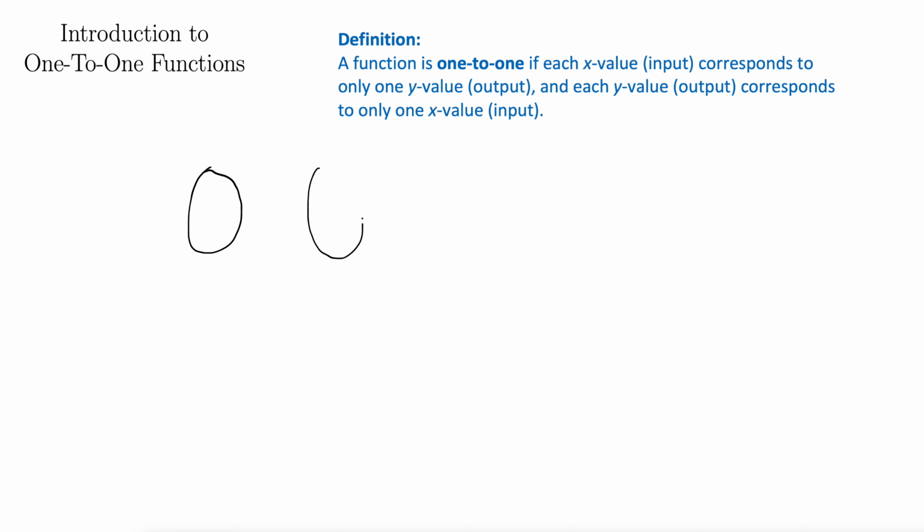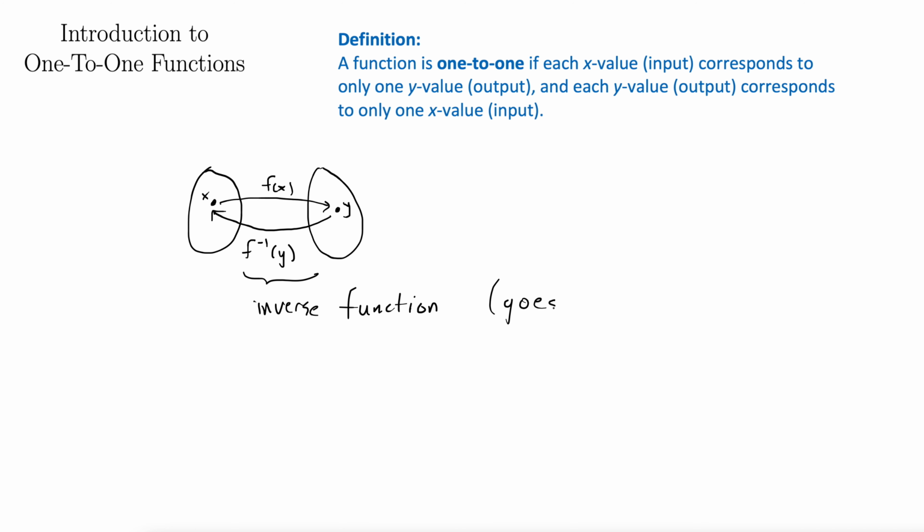One way to look at functions is kind of like this: we go from here to here. We can think of a function as a mapping, going from x to y. And if a function is one-to-one, that means we can go back and get back to x again. Let's call this f of x going out to y. When we go back, this is called f inverse of y. So this is called the inverse function. This inverse function goes backwards.